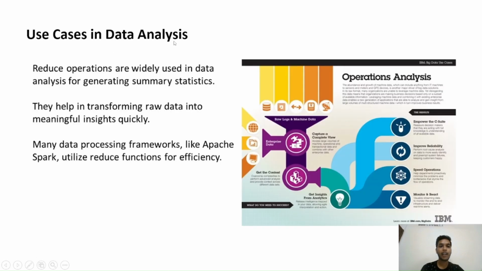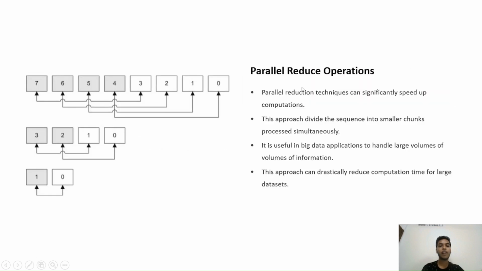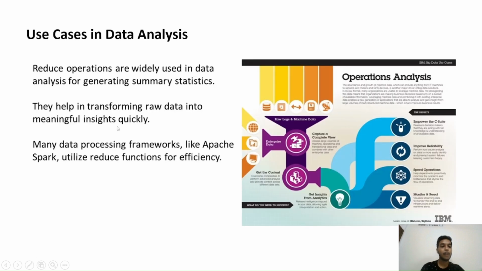Use cases in data analysis. Reduce operations are widely used in data analysis for generating summary statistics, because reduce operations reduce the larger data into smaller data, which is useful for us. They help in transforming raw data into meaningful insights quickly by using these parallel reduce operations. Many data processing frameworks like Apache Spark utilize reduce functions for efficiency.